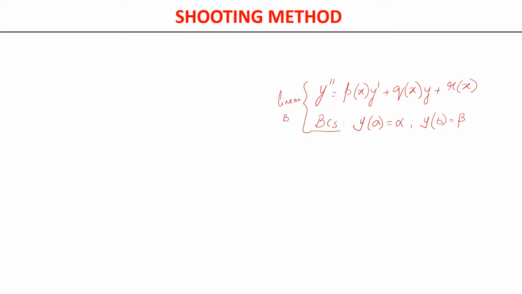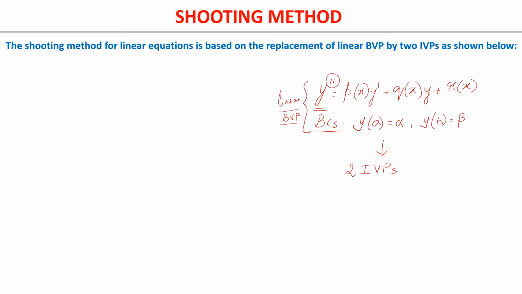The shooting method deals with reducing the BVP into a number of IVPs, meaning that if we are dealing with a second order BVP, we will be reducing the BVP into two initial value problems. If we are dealing with an nth order BVP, we can reduce it into n IVPs, where IVPs are initial value problems. As we are dealing with the second order here, we are going to reduce the BVP into two initial value problems. And how we are going to do that is as follows.